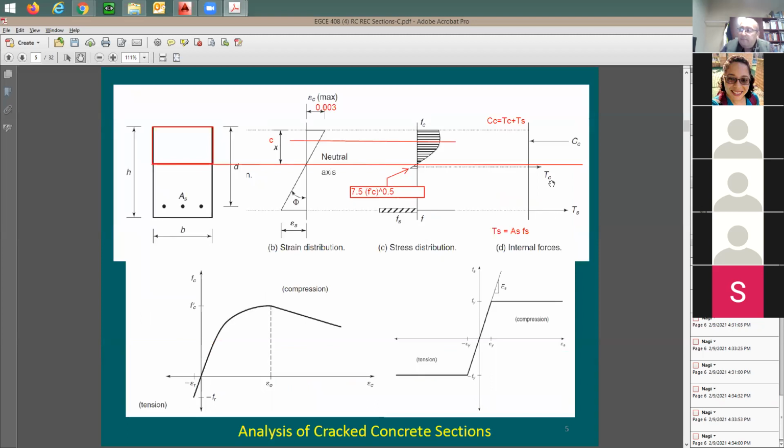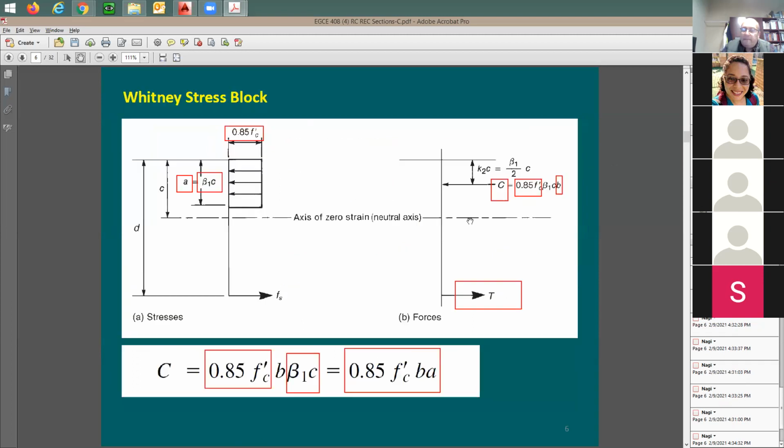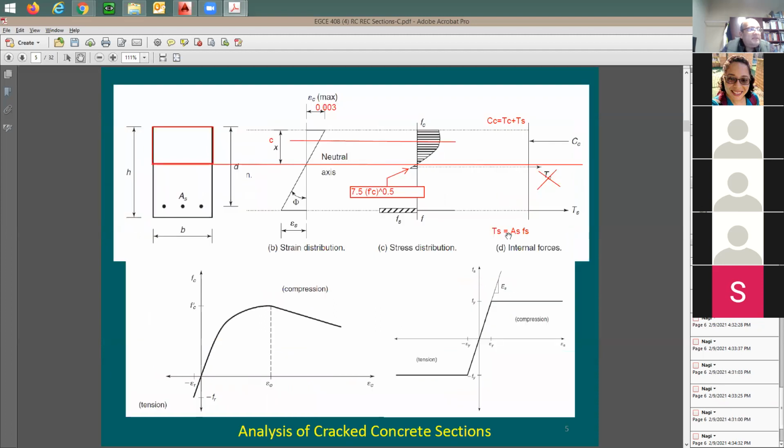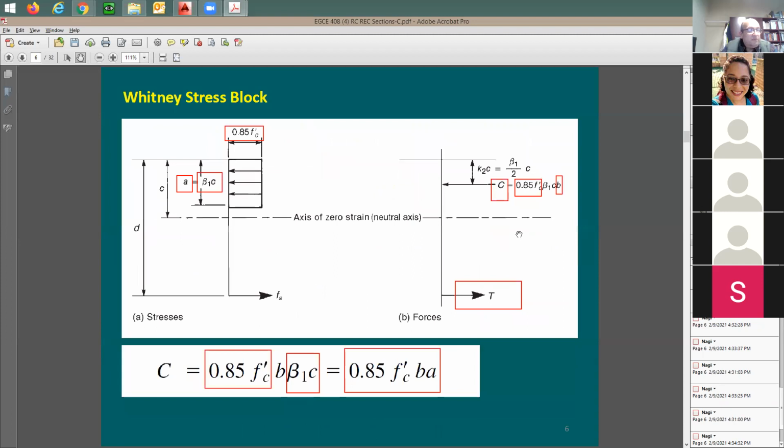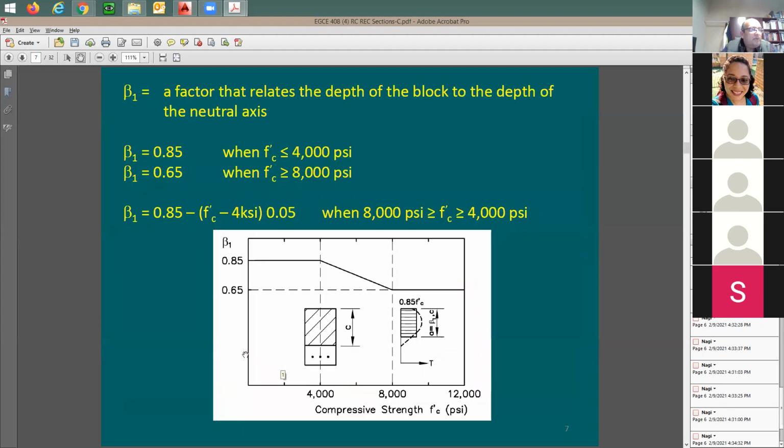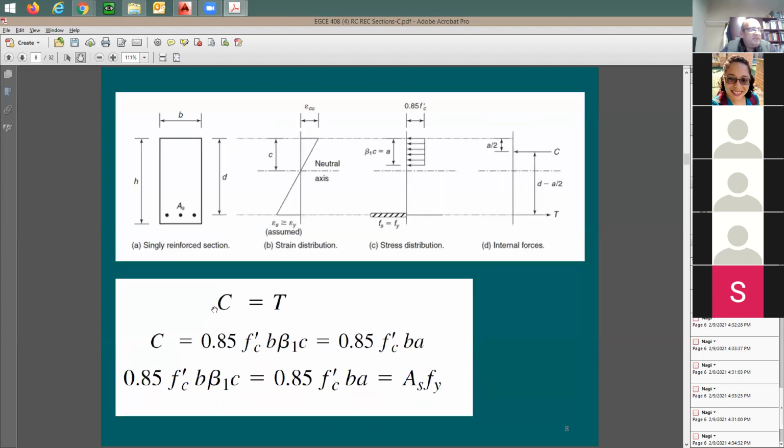Okay, see, no, you don't need to. Just ignore this one. Forget about it, we don't need it, and it is not really that critical, so I'm gonna be ignoring this tension in the concrete. And for that, I'm gonna have here C equals T. In the past, I said T is gonna be equal to AS times FS, right? Still true, which means this C is gonna be equal to T.